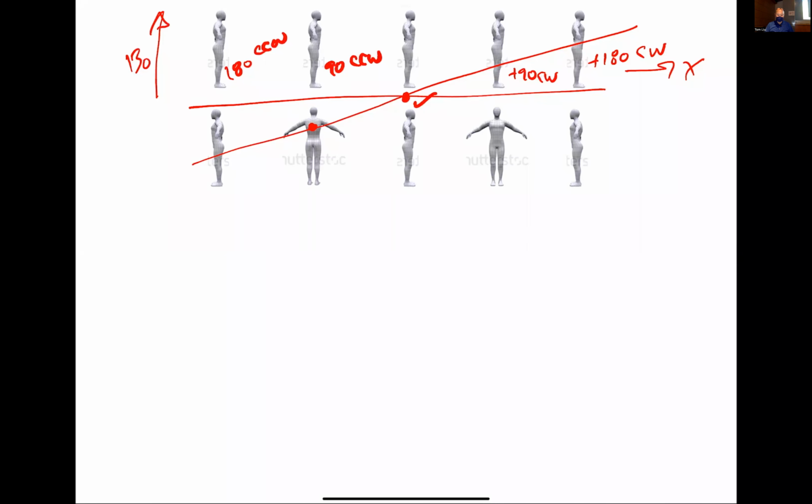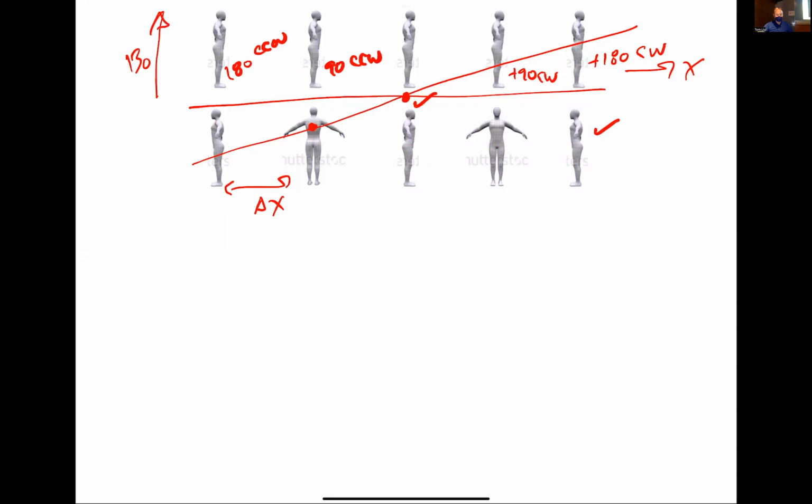Okay, so this person went 180 degrees clockwise, right? This person went 90 degrees clockwise. This person went 90 degrees counterclockwise. And this person went 180 counterclockwise. So you see there's a spatial variation in their orientations, right? And so let's call this distance between them delta x.